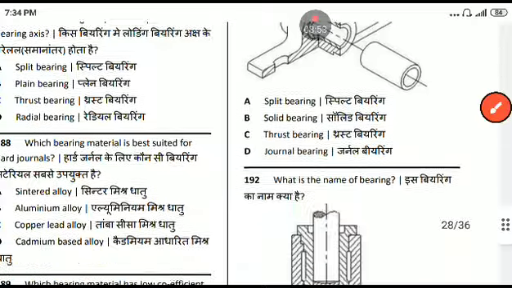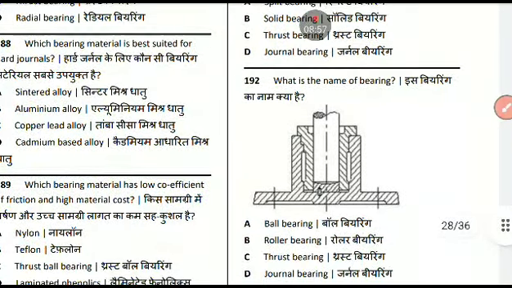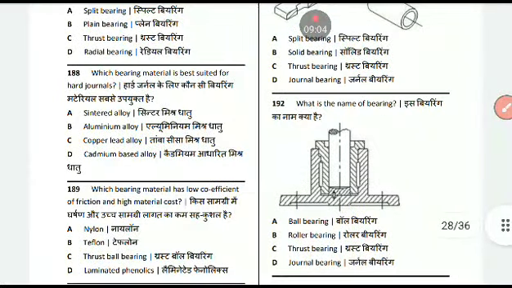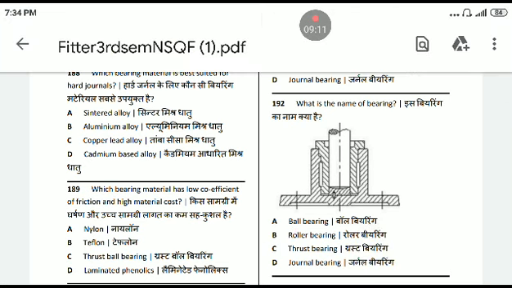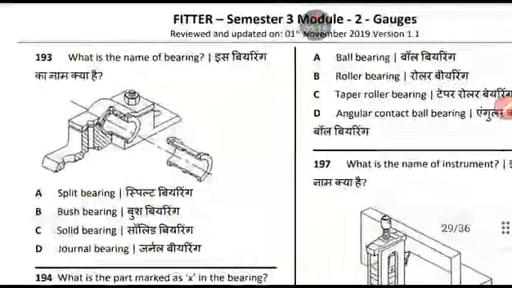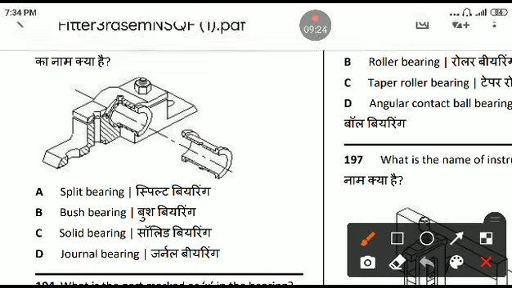What is the name of bearing? Ball bearing, roller bearing, thrust bearing, journal bearing. Option C, thrust bearing. What is the name of bearing? Split bearing, bush bearing, solid bearing, journal bearing. Option A, split bearing.